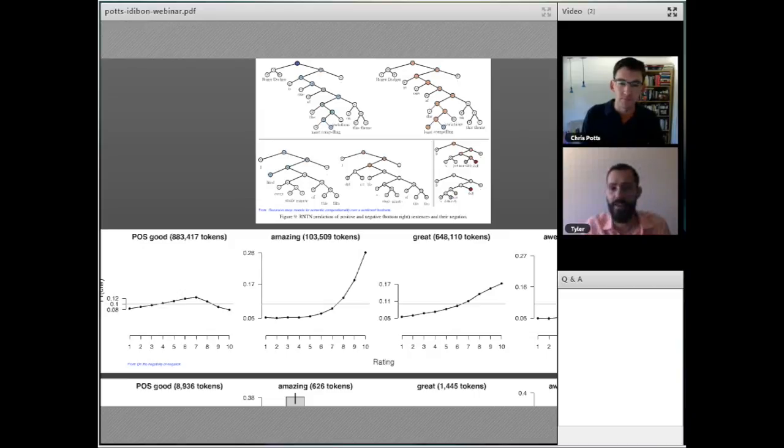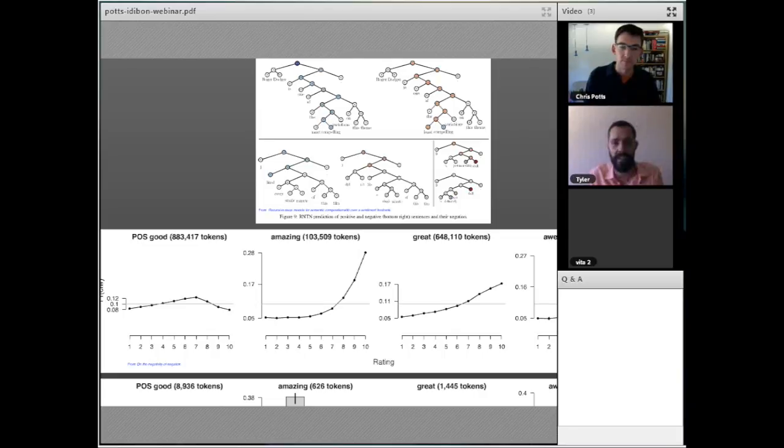And whereas something like "quite" would have this sort of upside down U shape, where if you're using the word quite, you're really giving a review, I think, of something that is balanced, right? So you're neither really negative nor really positive. Did I characterize that as you would characterize it, Chris?